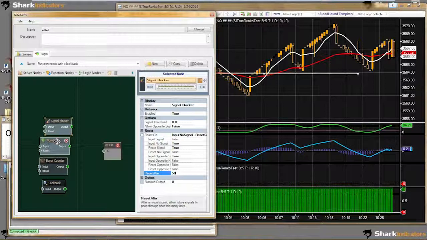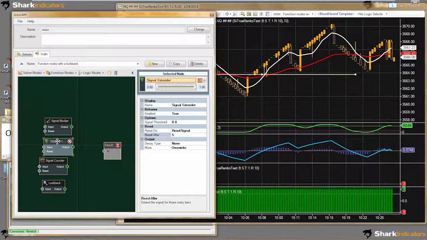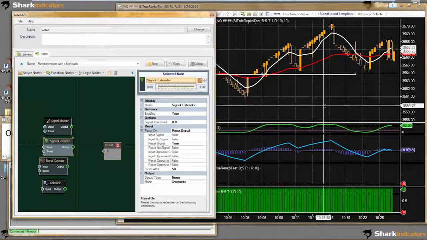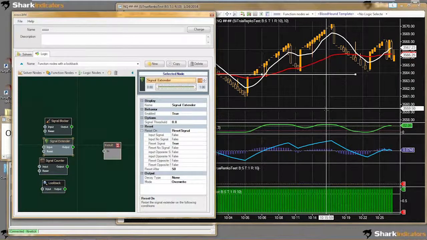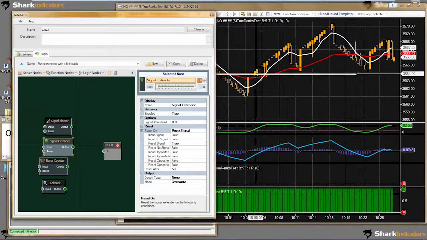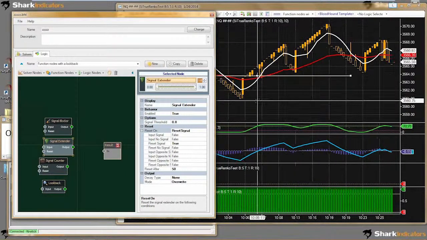And so what's happening is, and let me put 50 in here as well. We think of it as this node counting forward 50 bars. But really what the computer does is it's only working on the current bar. So behind the scenes, it's actually counting back 50 bars, and also with the signal blocker, it's counting back 50 bars.